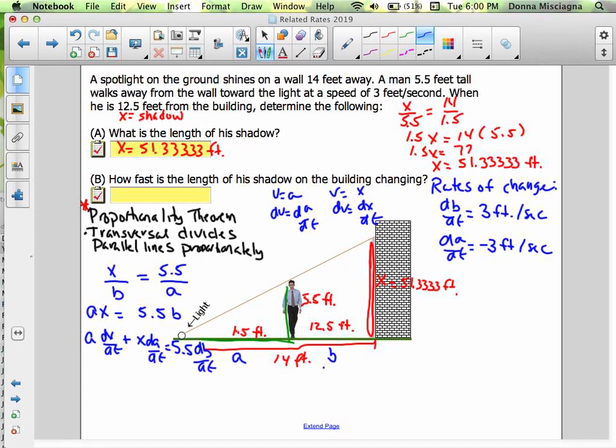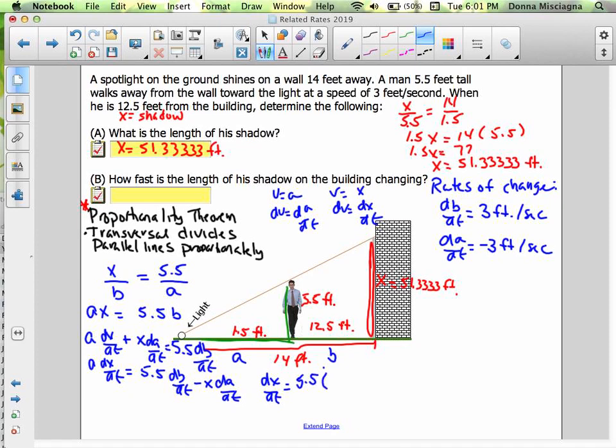All right, so we're solving for dx dt. Let's move everything over. So we have a dx dt equals 5.5 dB dt minus x dA dt. And now let's just divide by a. So dx dt is 5.5, and we know dB dt.